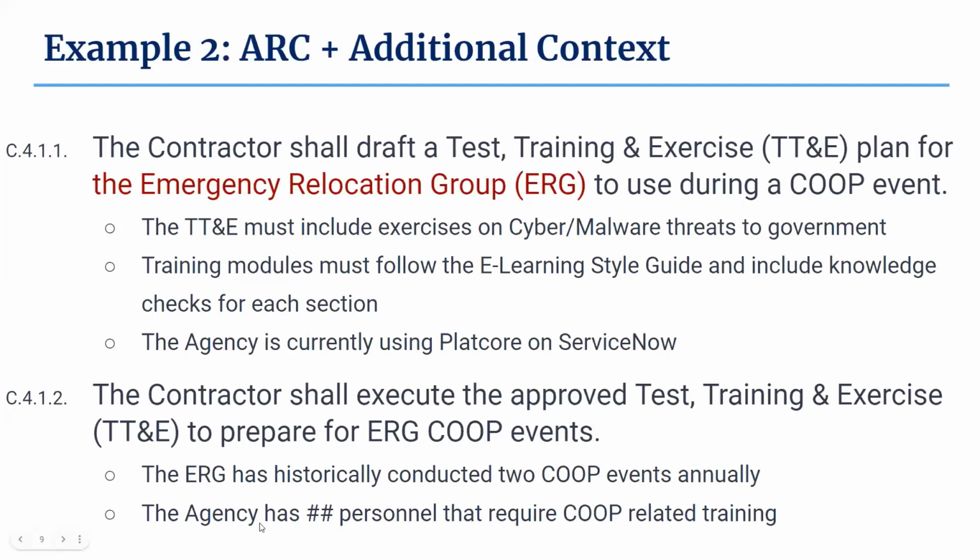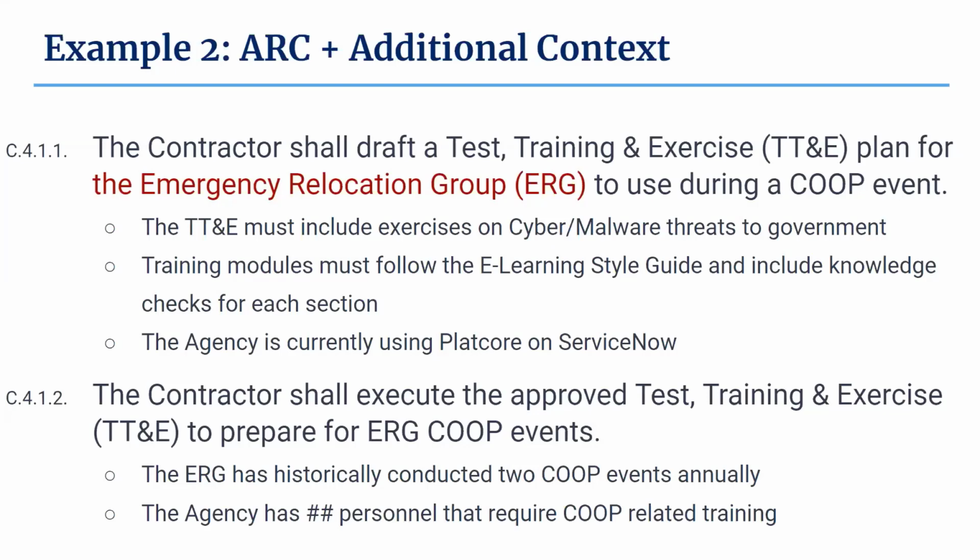Now you can see there's some additional context for each of these. For planning purposes, as they're executing, hey, we've historically conducted 2 COOP events annually. That's important to know. It gives perspective on, hey, if you're doing a COOP event every month, that might change the resourcing, the staffing that we need to have available to support you.